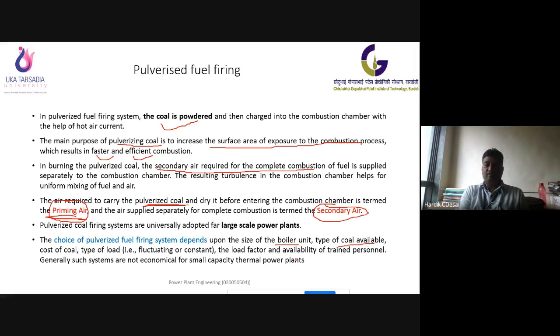There are different kinds of coal available. We can have lignite, bituminous, semi-bituminous, and anthracite. So depending upon the type of coal, we can choose the pulverized fuel firing system. The cost of coal, type of load, fluctuating or constant load factors, and the availability of trained persons also matter. You will need skilled personnel to operate these systems, and it is not economical for smaller capacity thermal power plants.